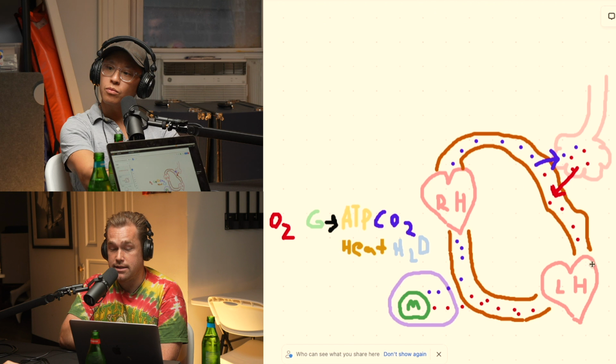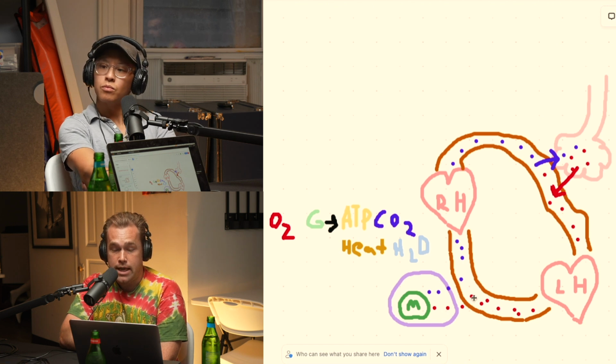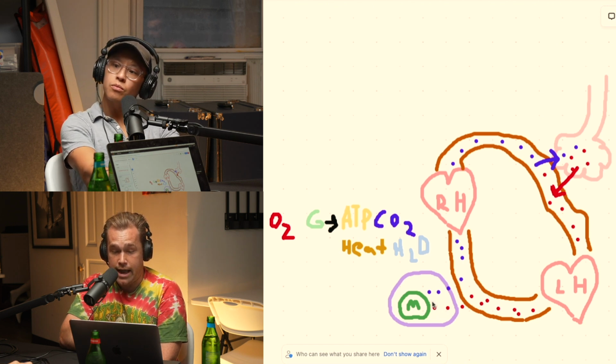It's going to make its way to the left side of the heart. Now this oxygenated blood is going to pump out the left side of the heart, and it's eventually going to make its way to a cell. And this oxygen is going to enter the cell right here, as well as glucose, and it's going to produce ATP. Again, that's that energy molecule that our body needs to survive.